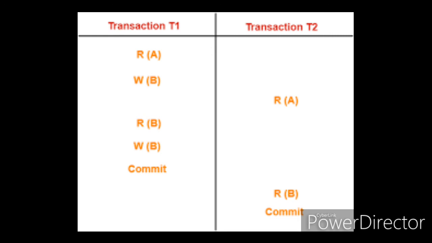Then again the T1 transaction will perform the read instruction on data item B. Then it will perform a write operation on data item B. Then the data is committed, and again transaction T2 is initiated with read on data item B, and then the data is committed. So this is a perfect example of a concurrent schedule.